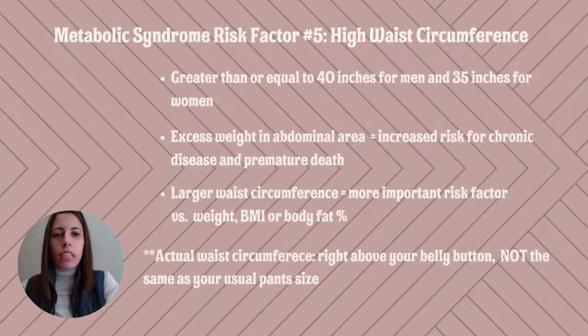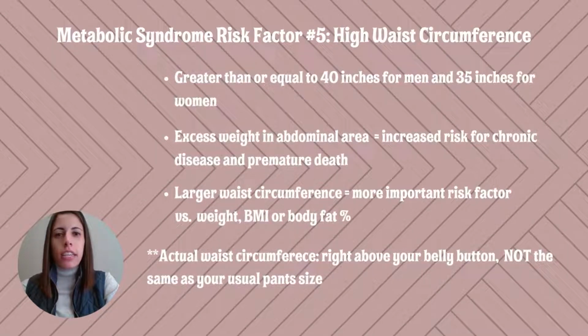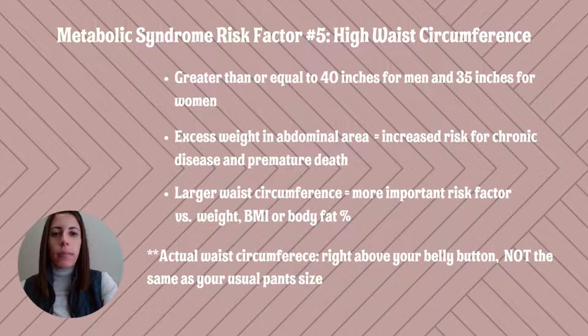All right, so moving on to the last risk factor here, high waist circumference. This is a risk factor we look at for metabolic syndrome. If your waist circumference is greater than or equal to 40 inches for men and greater than or equal to 35 inches for women. We take the waist circumference into account because excess weight in your abdominal area can increase your risk even more for things like chronic disease and premature death.